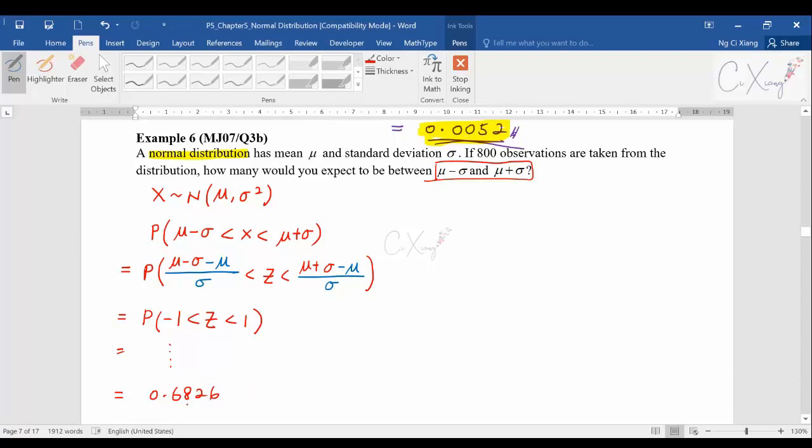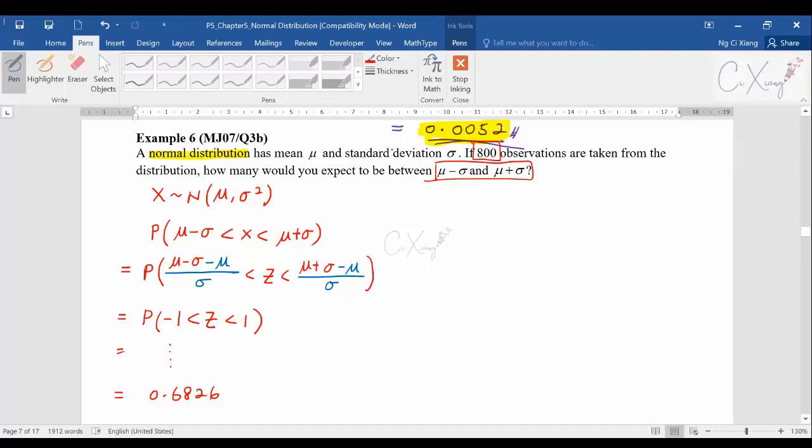Then after you get 0.6826, they say now I have 800 observations. This is the probability for one x, and now you have 800 of them. How many are between these values? So I just change the question a little bit. If I have 800 students taking an exam, and I want to know how many of them score between these two marks, how can you do it? After you get the probability of a student scoring between these marks, you need to multiply by 800 so that you know how many students score that.